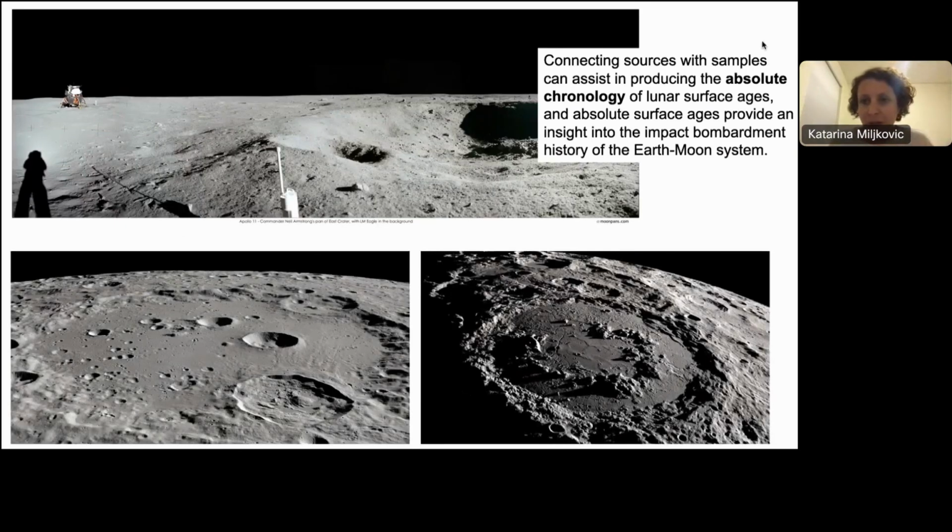And so, preaching to the choir, I guess, we all want this story about the absolute chronology and bombardment history of the Earth-Moon system, because we obviously can't do it on the Earth.